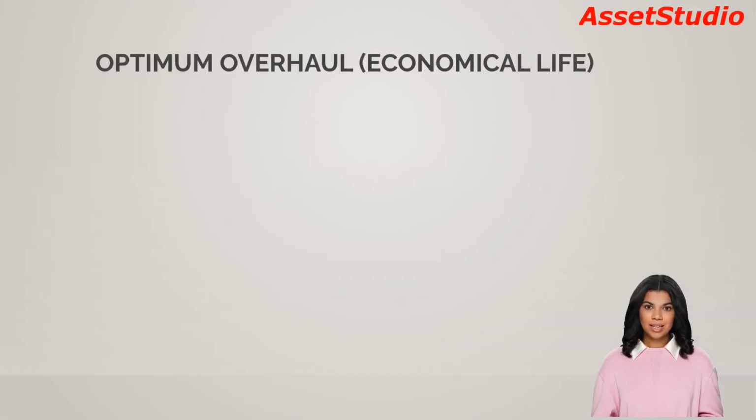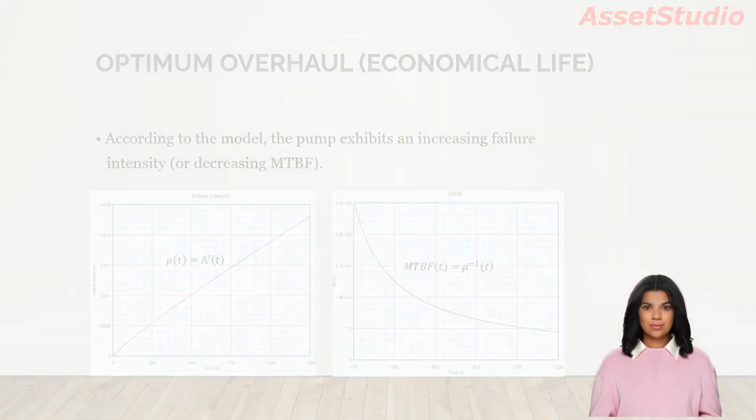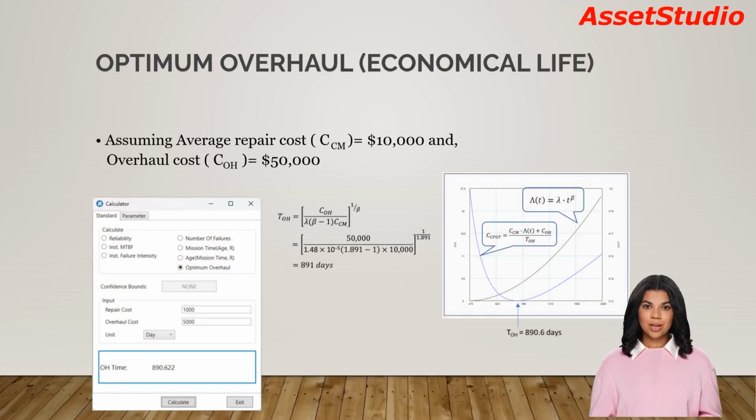As per the model's analysis, the pump exhibits a rising failure rate, implying a declining mean time between failures. Consequently, it seems plausible to anticipate the existence of an optimal overhaul interval for maintenance. Given an average repair cost of $10,000 and an overhaul cost of $50,000 for the pump, the question arises, when is the ideal time to conduct system overhauls? According to the calculator, the model indicates that the optimum overhaul interval stands at 891 days.